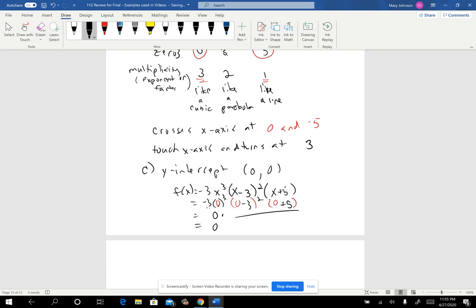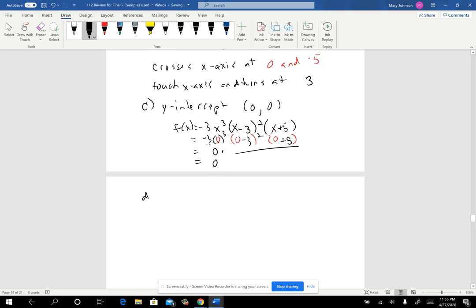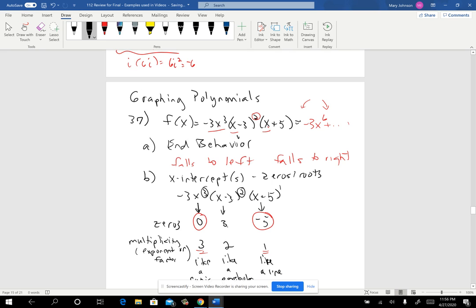And now we're finally getting around to graphing it. That's where we put everything together when we think about the graph. So we had it having 3 zeros: 0, 3, and negative 5. So you know it's going to have a point on the x-axis at those locations. And then you know how it behaves at each of those. At 3 it behaves like a parabola, at 0 it plays like a cubic, and at negative 5 it behaves like a line. What you've got to do is put that together with the very first question, which was end behavior. Falls to the left, falls to the right, should look like that.